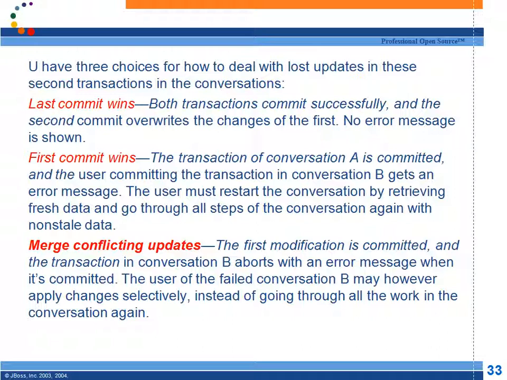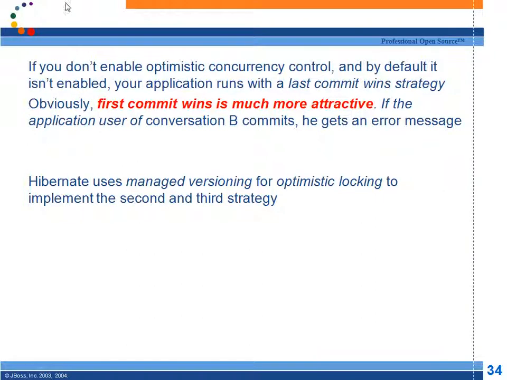But among all, first commit wins is the best strategy. Whichever user updates first should be taken into consideration, and the second user should get a message. First commit wins is much more attractive. Now how will Hibernate handle this first commit wins? There are two ways of thinking: like an optimist or a pessimist. Optimistic means you think everything will be okay, nothing will go negative. Pessimistic means you will always be negative, always thinking something will happen.